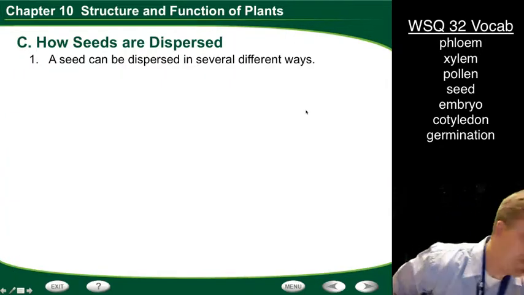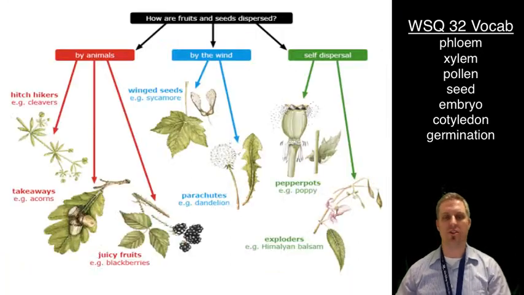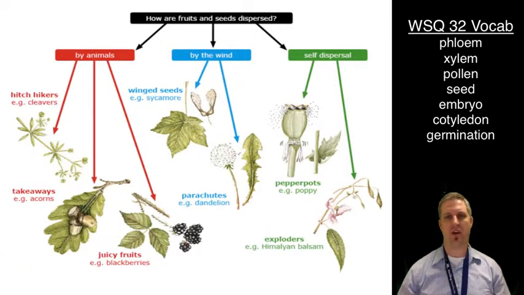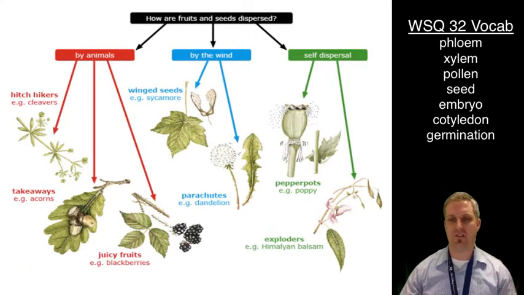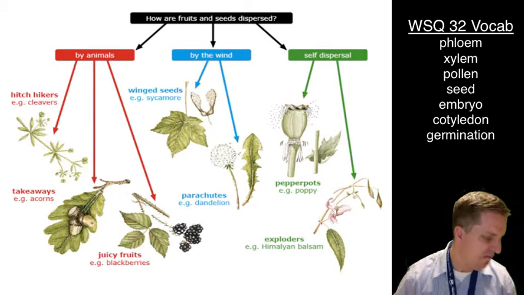Now, how do seeds get around? A seed can be dispersed in a lot of different ways, but we're just going to talk about a few. There's three major divisions or ways that I would say seeds can be dispersed, and there's a fourth we'll talk about.